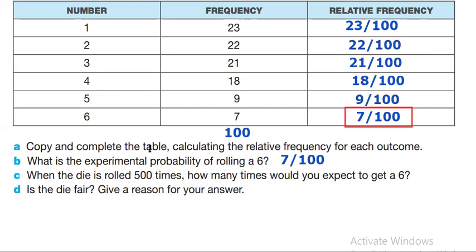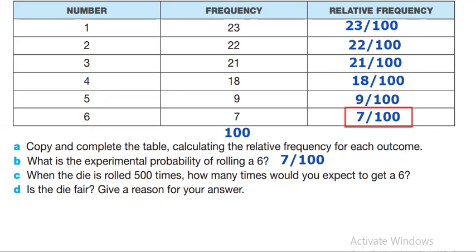Now, yeah, that's the question. What is the experimental probability of rolling a 6? So write them as a fraction. We get 6 7 times, and the total is 100. So 7 over 100. That's the meaning of experimental probability. When the die is rolled 500 times, how many times would you expect to get a 6?